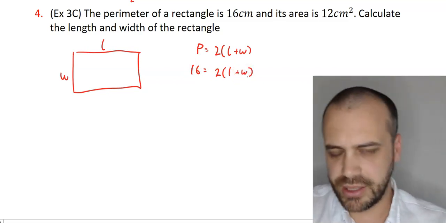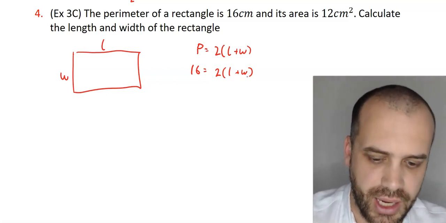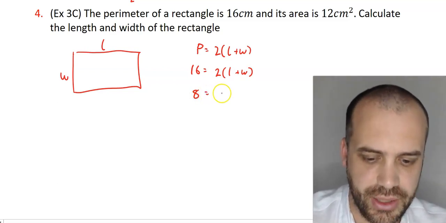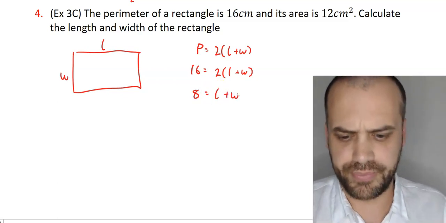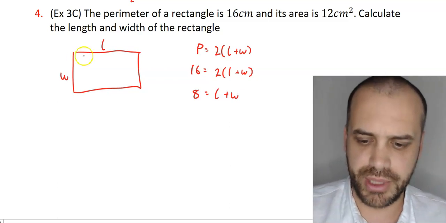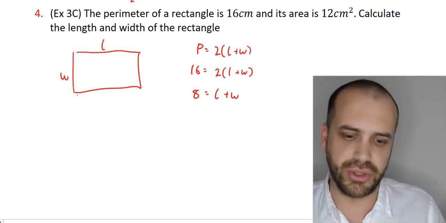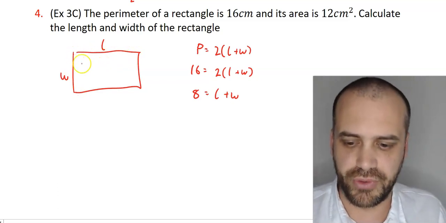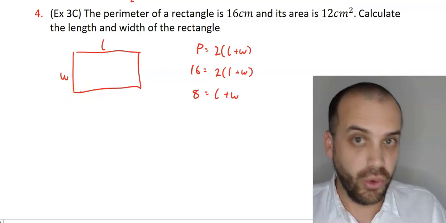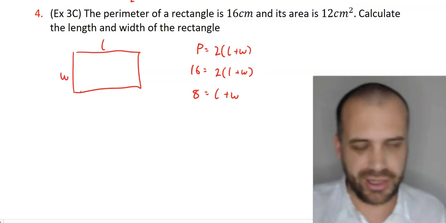And I can probably make that just a little bit simpler by dividing both sides by 2. And that means 8 is equal to length plus width. Alright, so I know that 8 equals length plus width. So maybe length is 5 and width is 3. Or maybe length is 6 and width is 2. I don't know yet. There could even be decimals, like 5.5 and 2.5, or any other weird decimal. So I'm closer, but not that close.